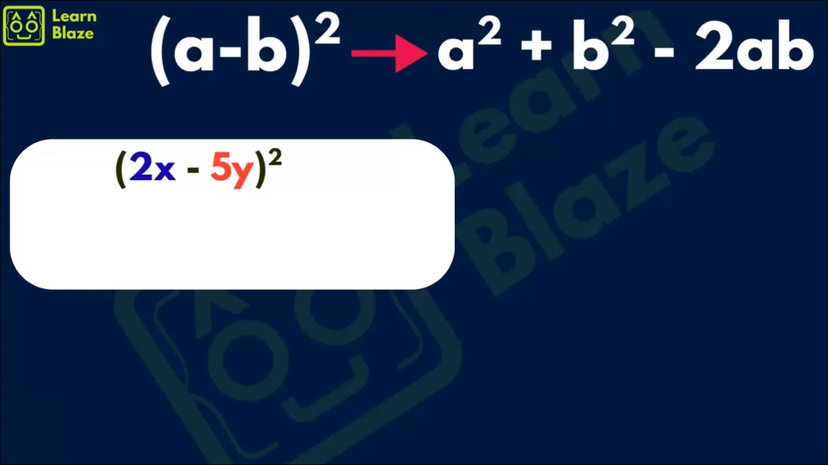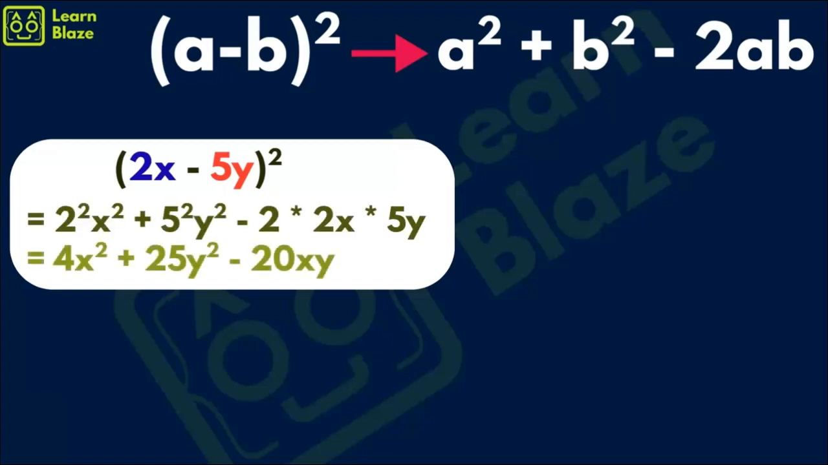Using this identity, we can simplify this into a form which is a square plus b square minus 2ab. Here, 2x represents a and 5y represents b. This gives us 2 square x square plus 5 square y square minus 2 times their product. Upon further simplification, we get the final answer, which is in the form of a square plus b square minus 2 times a into b.